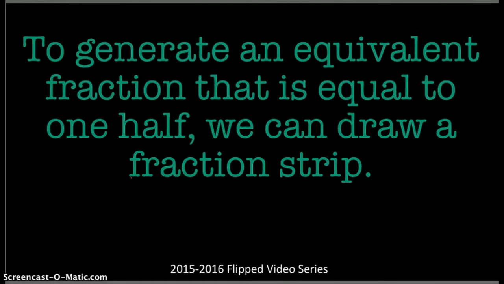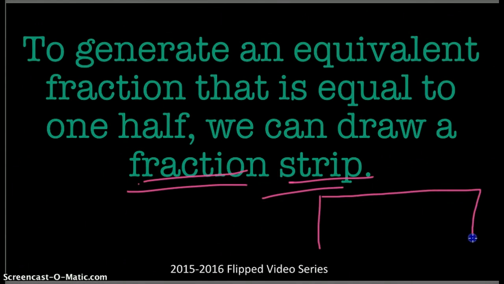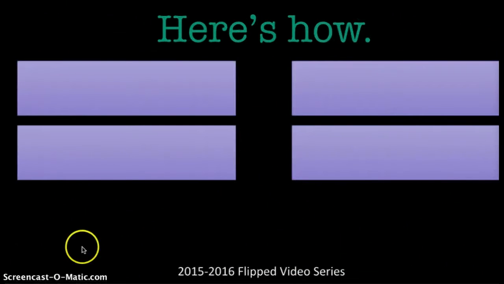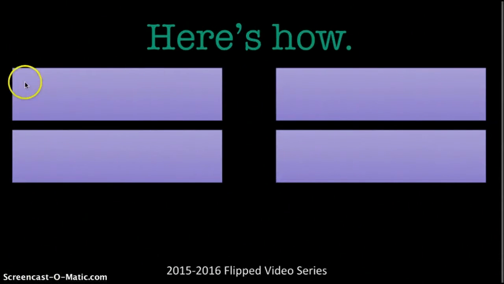So an equivalent fraction can be drawn with a fraction strip. A fraction strip, I'll show you here in a second, is nothing more than a rectangle. Okay, so to generate an equivalent fraction that is equal to 1/2, that's our goal, we can draw a fraction strip. Here's how to do it. You take a look at your whole, and then you're going to divide that into two equal pieces like we saw on the other page.